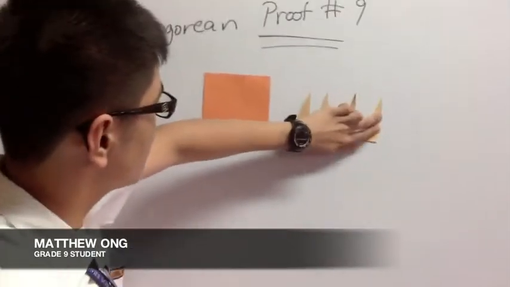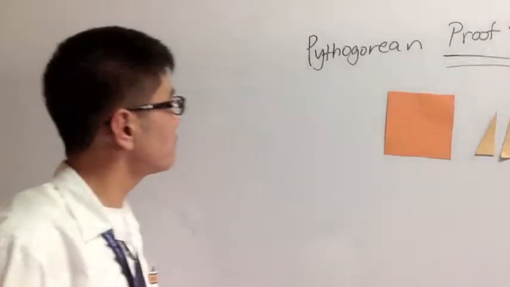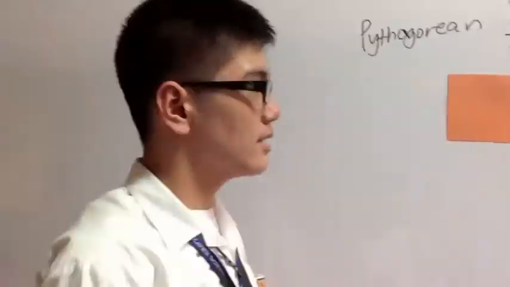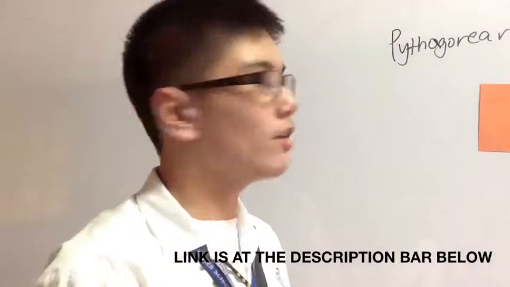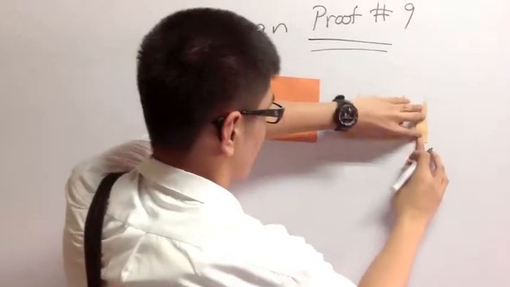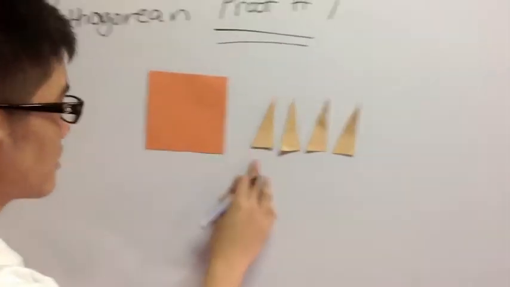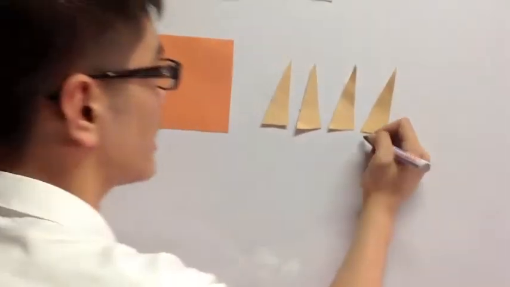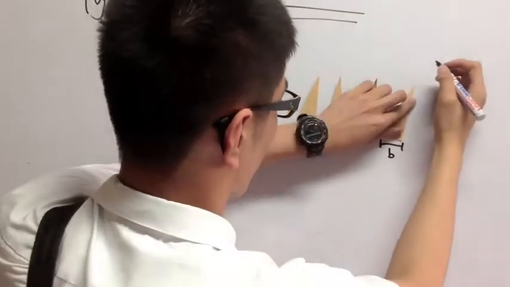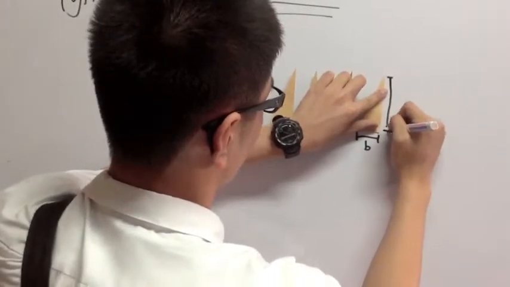Now, we'll show you a proof of the Pythagorean theorem. This is proof number 9. We got this from a website that has 99 approaches on the Pythagorean theorem. So, we have 4 triangles here and 1 square. Let's make these triangles all equal right angle triangles. The base would be B, and let's name the height A.